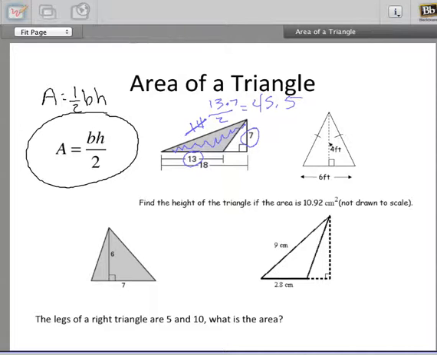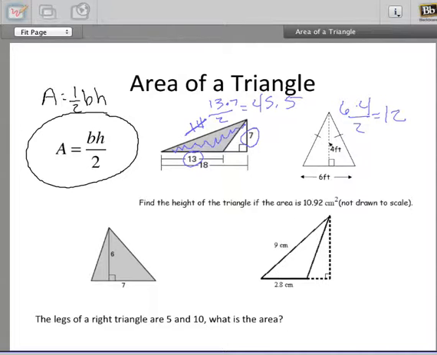Same thing for this one. Notice it gives you the base is 6, the height is 4, and all over 2. So 6 times 4 divided by 2, which comes out to 24 over 2, which is 12. Same thing for these guys. I'm going to go a little bit faster here because I think this is review for you.